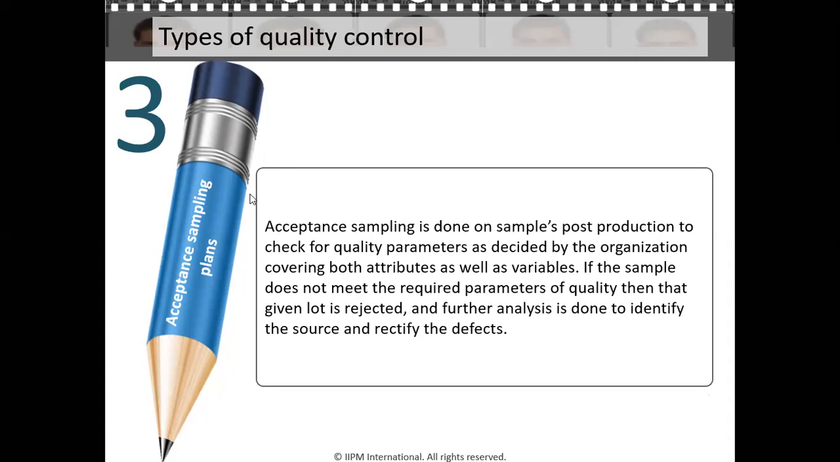Okay. All right, then the next one we'll talk about is the acceptance sampling plans. Acceptance sampling is done on samples post-production to check for quality parameters as decided by the organization, covering both attributes as well as variables. If the sample does not meet the required parameters of quality, then that given lot is rejected and further analysis is done to identify the source and rectify the defect.